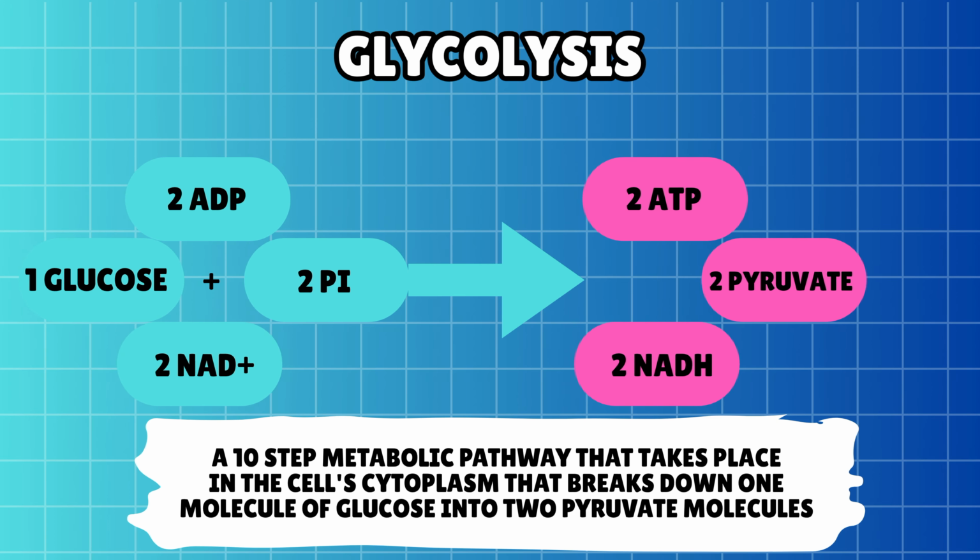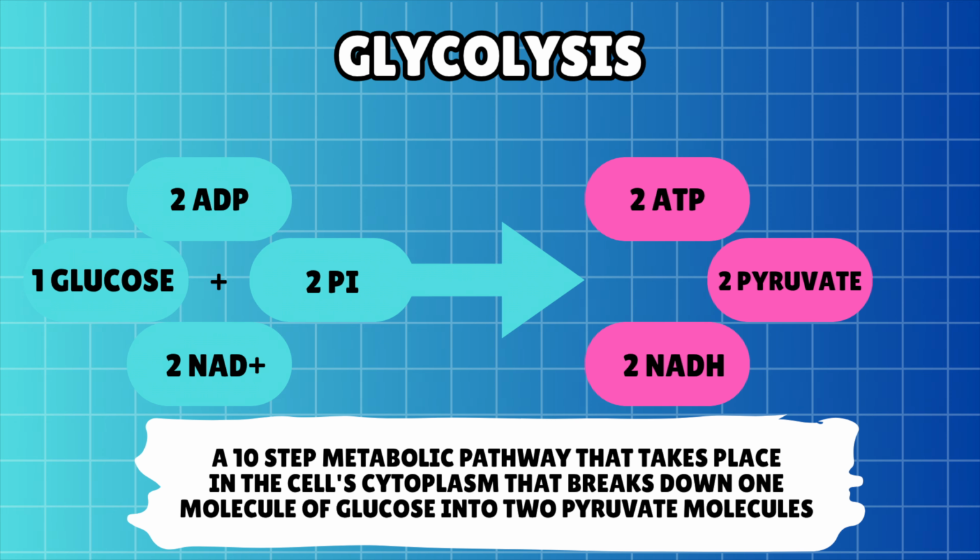Glycolysis is a 10-step metabolic pathway that takes place in a cell's cytoplasm that breaks down one molecule of glucose into two pyruvate molecules. The overall reaction is shown above, starting with the reactants of 2 ADP, 1 glucose, 2 Pi, and 2 NAD+. After glycolysis, you'll end up with 2 ATP, 2 pyruvate, and 2 NADH.